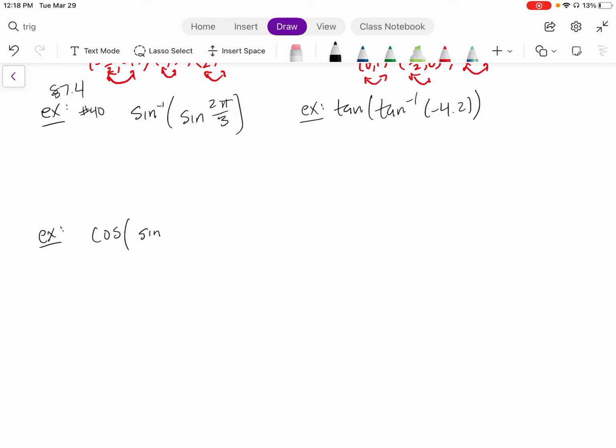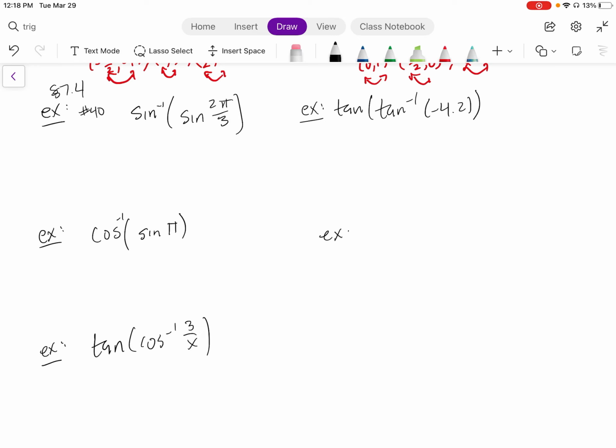Sine pi. Switch it up. Oh geez, I cannot write. Cosine inverse sine pi. There we go. Writing the problem is the hardest part for me right now. All right, then we're going to get a little more complex here. We're going to do, how about tan cosine inverse 3 over x.